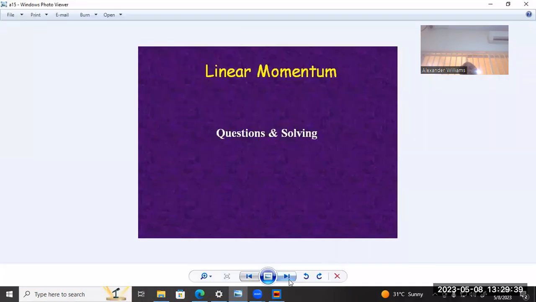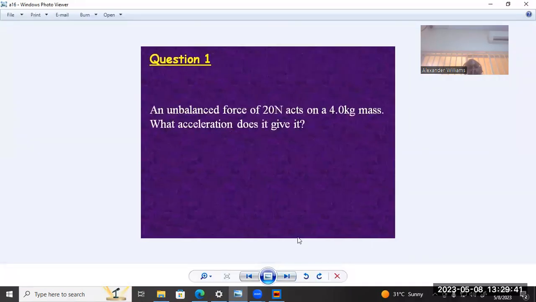Let's solve some problems. The first question, question number 1. Kelvin, can you help me with it? An unbalanced force of 20 Newton acts on a 4 kilogram mass. What acceleration does it give? Okay, any one of you, class, can you solve it? What's the value? Okay, let's work this together.